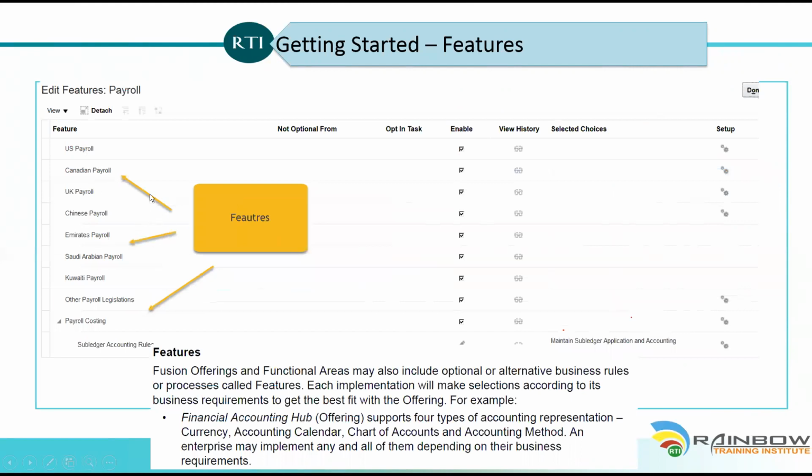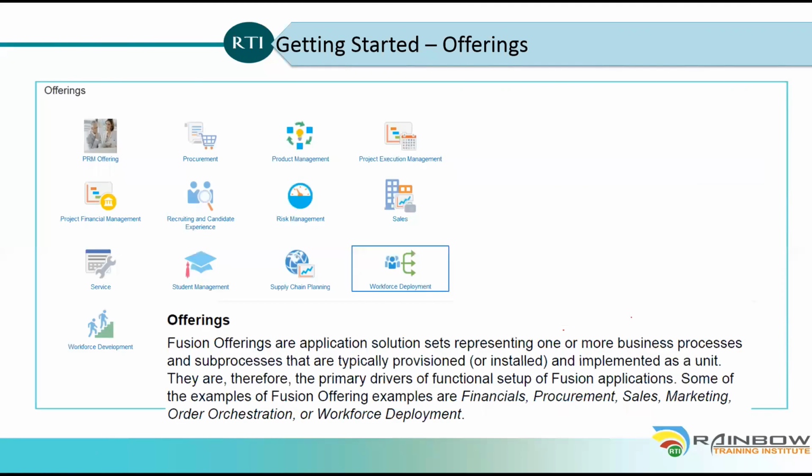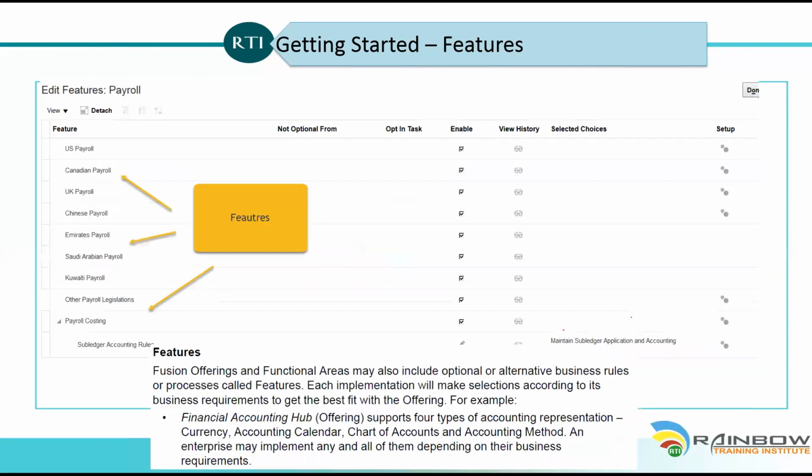So you have to enable the feature to use it. If you won't enable the feature, then you cannot use this feature. So you have to make sure you have the offering enabled and you have the features enabled to start implementation. Okay, and this feature is optional. Not every product may have these features. Some of the products may have the features, so it is optional.